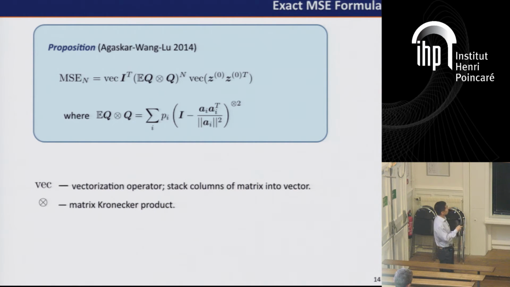So the rightmost term depends on the initial condition, the initial error. And what drives this MSE down to 0 is the matrix here, and it is raised to the power of n, the number of iterations. And this matrix has this form. For now, we don't need to worry about the exact form of this matrix. We just need to know that this matrix is a strict contraction. The largest eigenvalue is strictly less than 1.